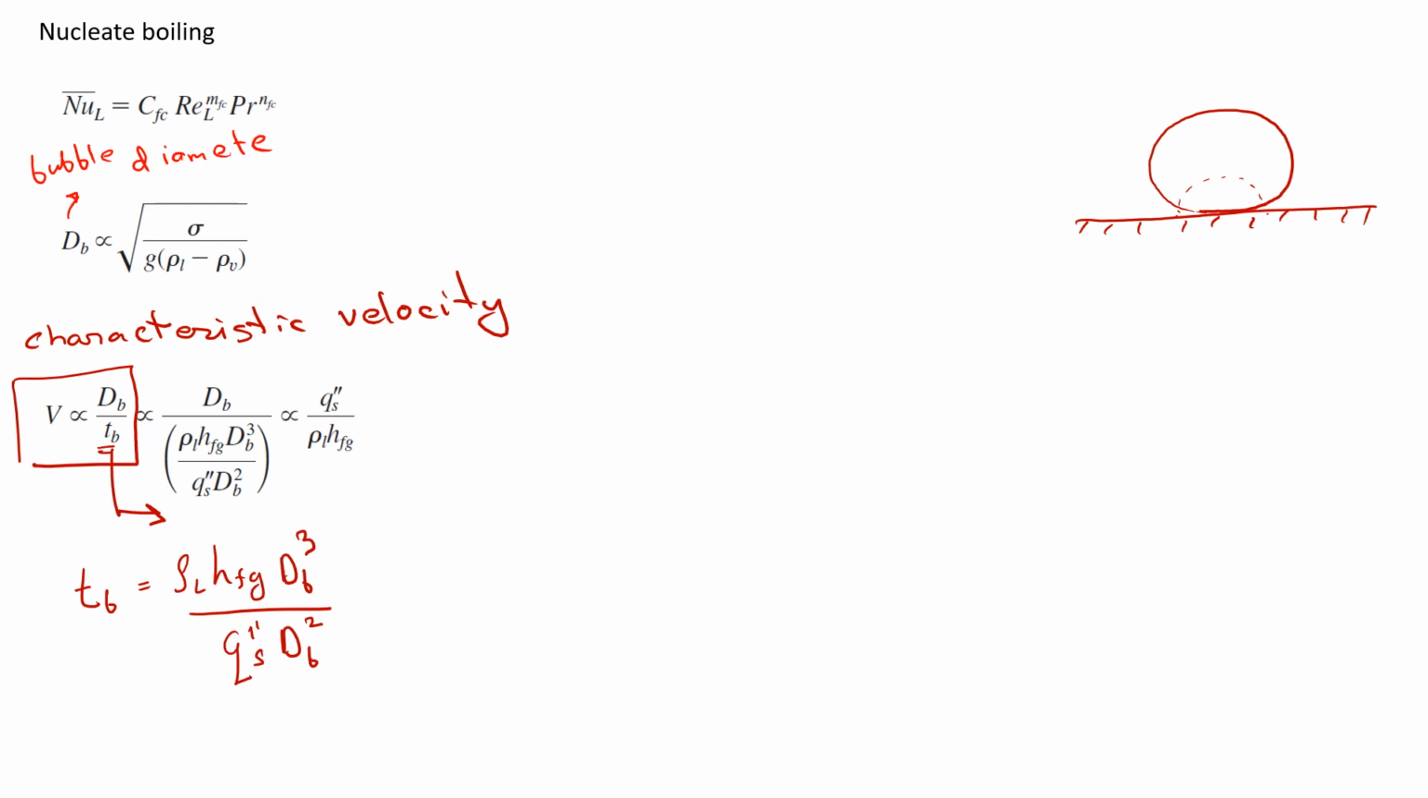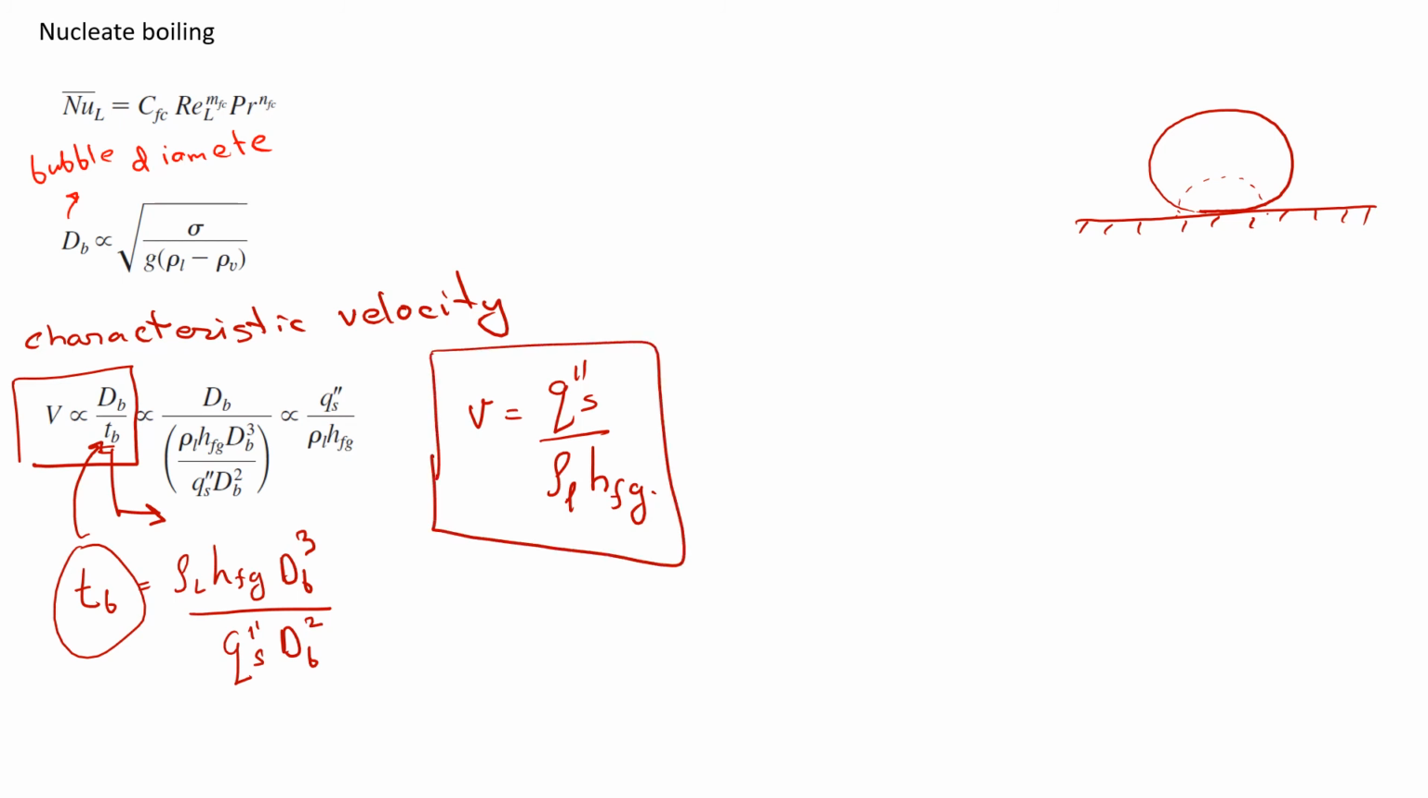Now substituting this here, our dBs cancel out and we get our characteristic velocity proportional to heat flux divided by the density of liquid times the heat of fusion. Okay, so this is another relation that we use to characterize nucleate boiling for a particular liquid.